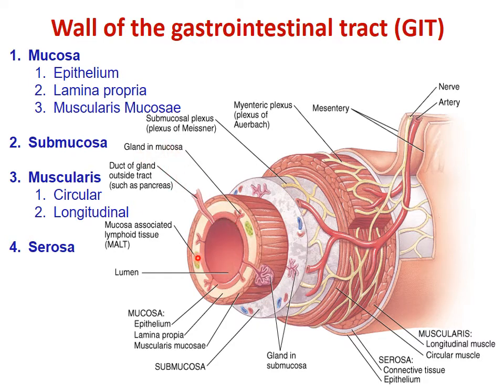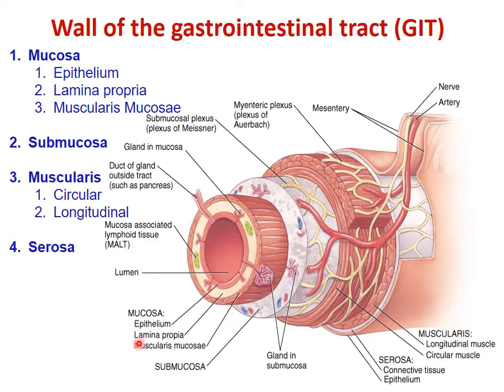Now after this epithelium and the glands, you'll find the lamina propria, this white area. Lamina propria is a connective tissue layer, a loose connective tissue layer, right? And in this loose connective tissue layer, you may find mucosa-associated lymphoid tissue, MALT. So MALT's location is in the lamina propria.